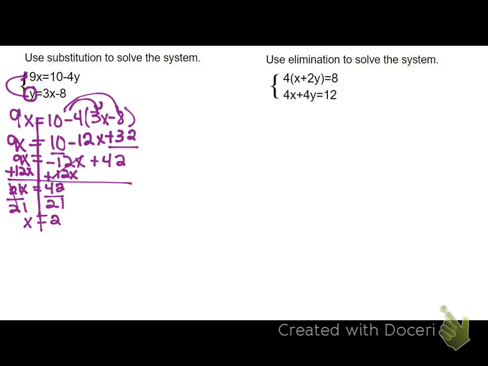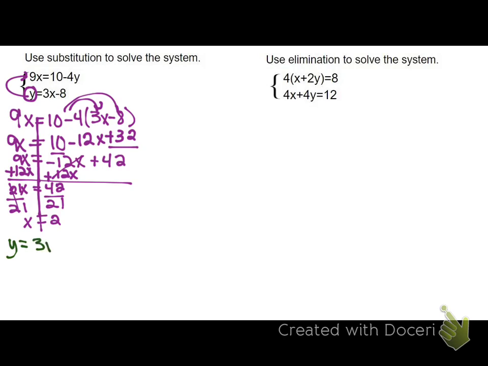Okay, so how do I find my value for x? Substitute it. In which equation, Riley? Okay, yeah, it doesn't matter. I would use the bottom one because it's probably going to be a little simpler to solve.